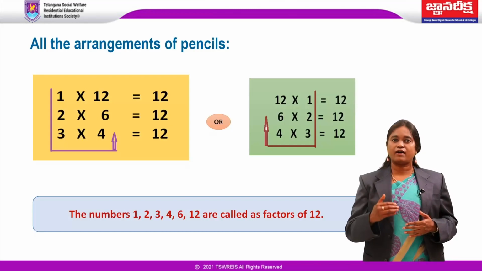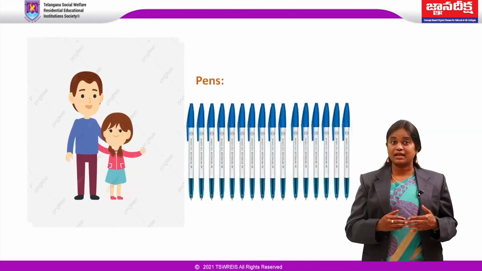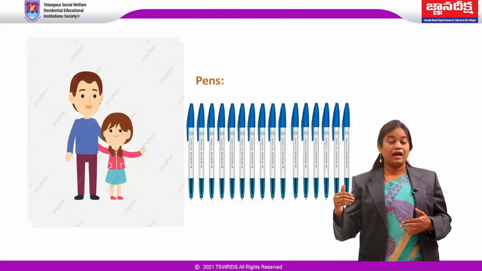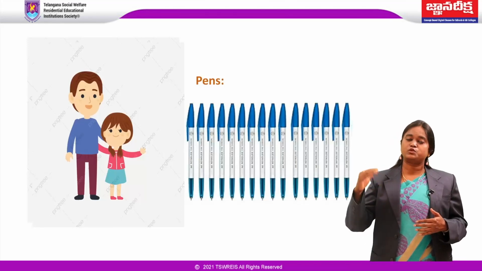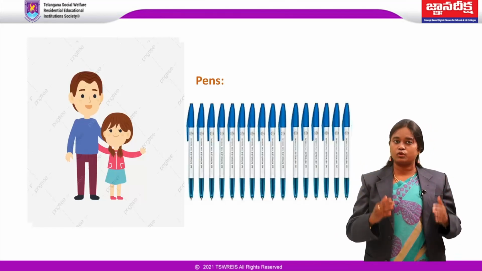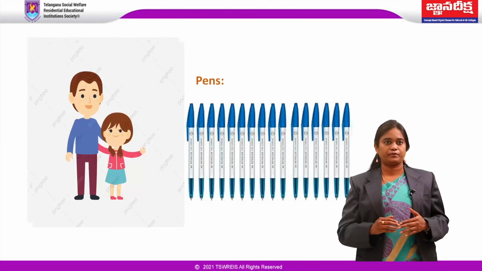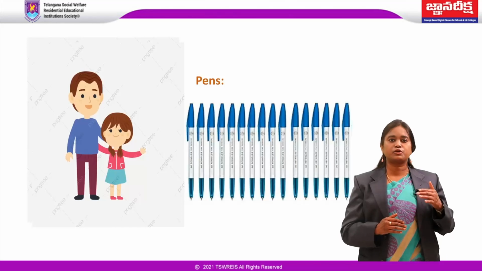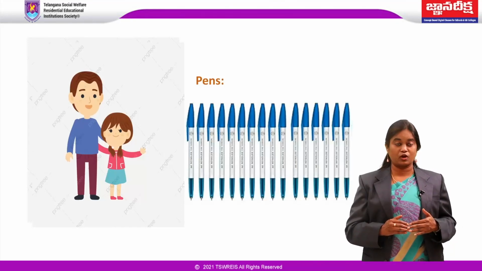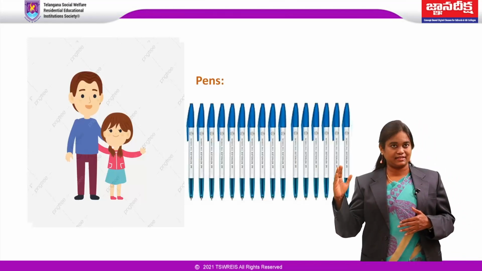Next day, her father bought 16 blue pens for her. Now she has 12 pencils and 16 pens. Again, she wanted to arrange 12 pencils and 16 pens into groups so that no pencil or pen is left out. Also, each group should have the same number of pencils and pens. Okay? Here, the number of pens is 16.